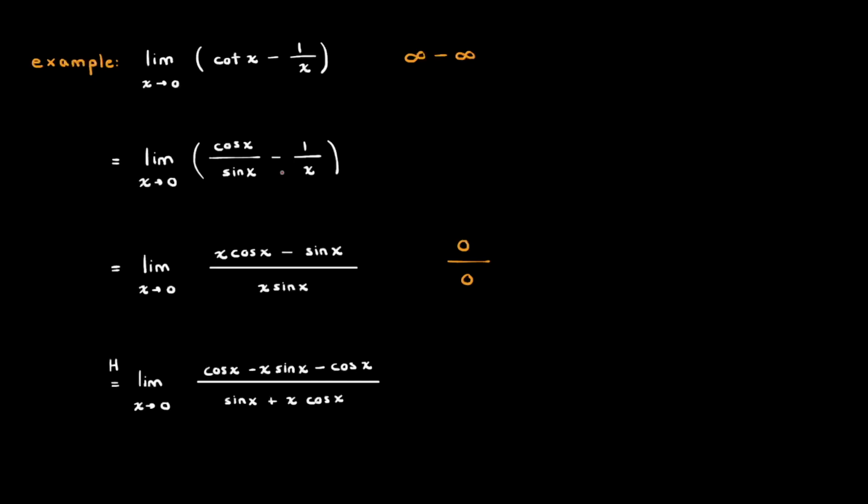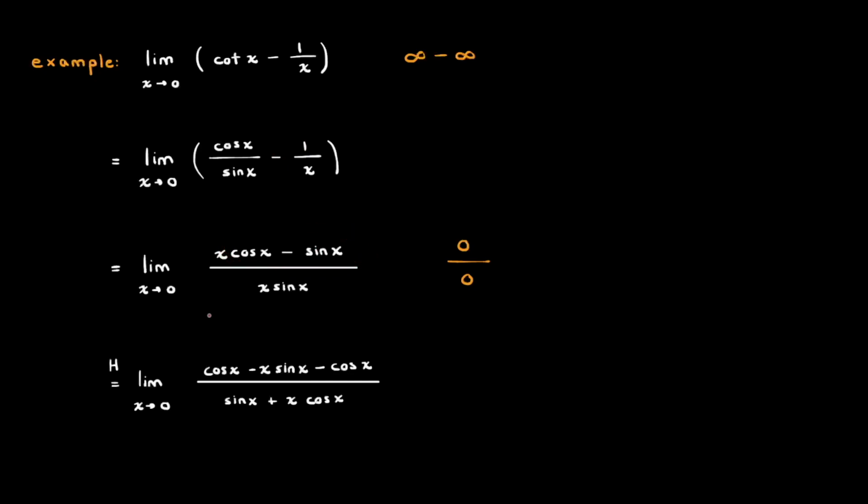To get common denominators, I would multiply this one by sine x, top and bottom. And for the first fraction, I would multiply by x and multiply by x. So the common denominator is x sine x. And for the numerator, we get x cosine x. Then there's a minus sign here, minus the sine x here. And that is the numerator.